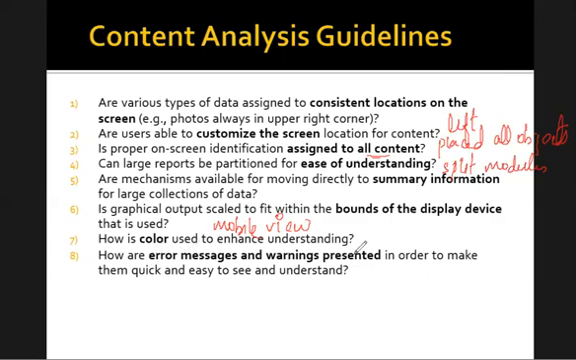How is color used to enhance the understanding? That is, you can give specific color to specific objects for better understanding. Then, how are error messages and warning messages presented? That is, if there is an error within a specific message, how you're going to get that? Whether you're going to get a dialog box that says that there is an error, or you can get that via mail, that is going to be identified. So these are the questions that are going to help identify how the content is going to be displayed within the specific application.